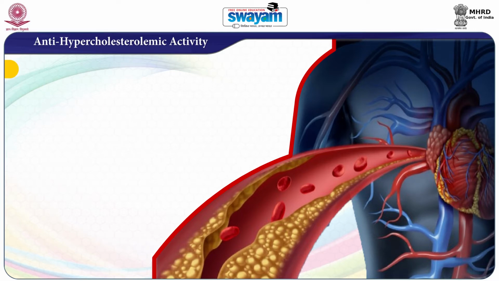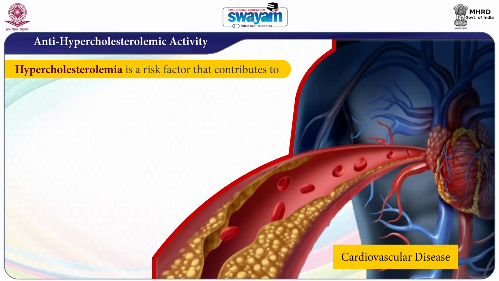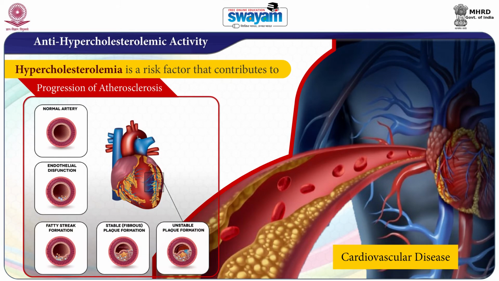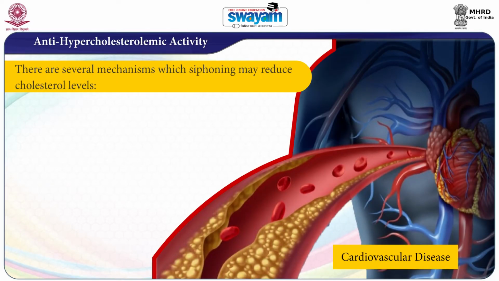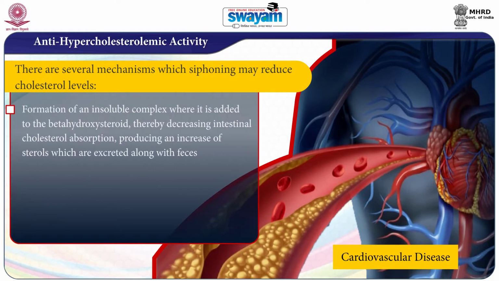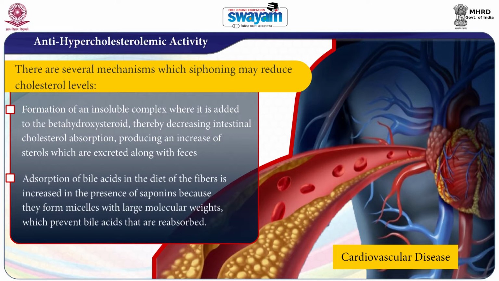This module elicits the health benefits, perspectives of saponins and product development. Antihypercholesteremic activity. Hypercholesteremia is a risk factor that contributes to development and progression of atherosclerosis and subsequent cardiovascular disease. There are several mechanisms which may reduce cholesterol levels. Formation of an insoluble complex with beta-hydroxysteroid, thereby decreasing intestinal cholesterol absorption, producing an increase of sterol which is excreted along with feces.